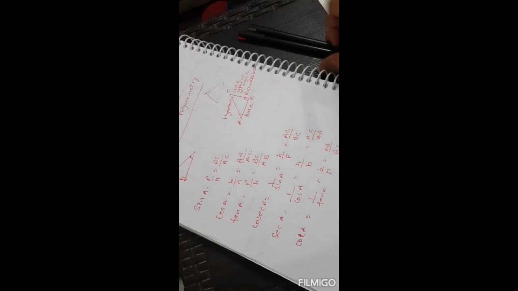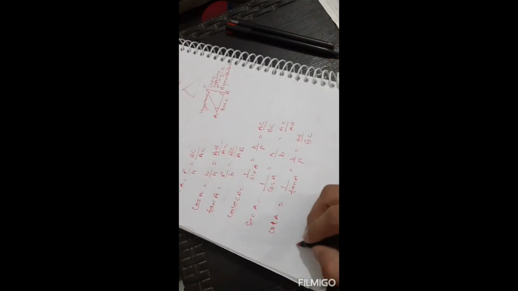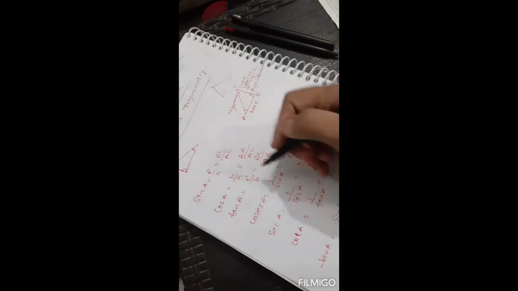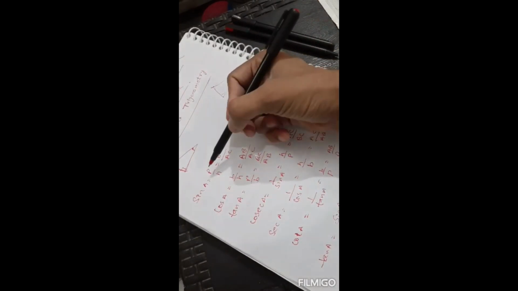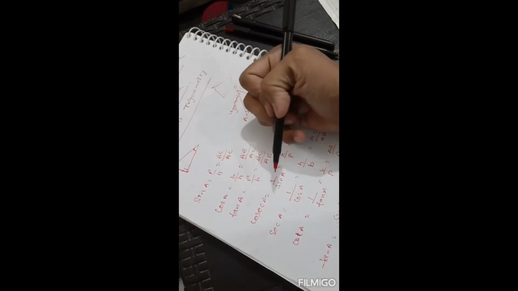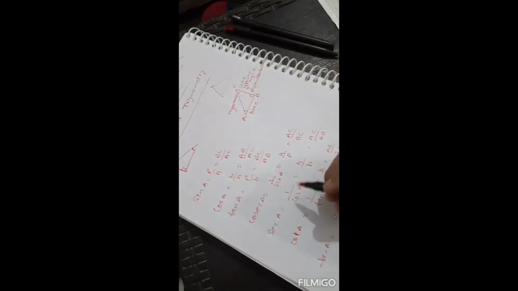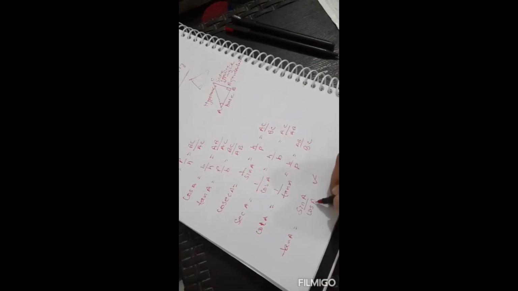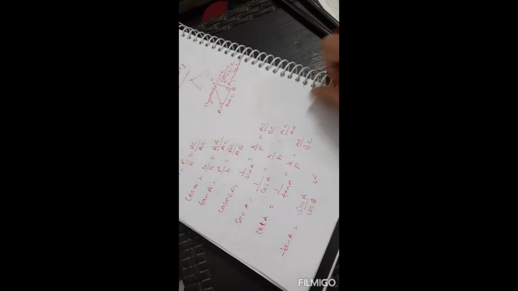So there is another relation, tan A equals sine A divided by cos A. You can easily say tan A equals perpendicular by base, or sine A, perpendicular by hypotenuse, divided by cos A, base by hypotenuse. Hypotenuse and hypotenuse will get cancelled and you will get P by B. So tan A equals sine A divided by cos A. Okay, so in this chapter we will study different formulas or different terms. So we are mentioning all that term.